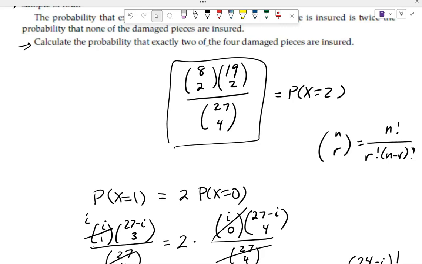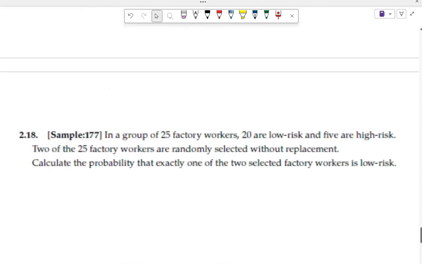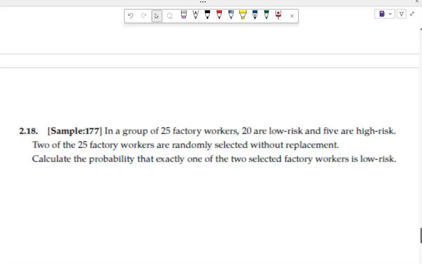All right, questions on that one? It wasn't as bad as the previous one, I don't think. All right. I'll leave the last one there for you for practice. It should look like one of the hypergeometric ones.